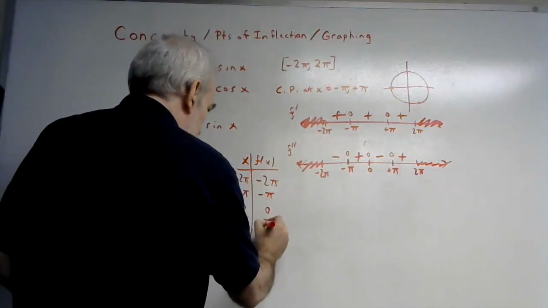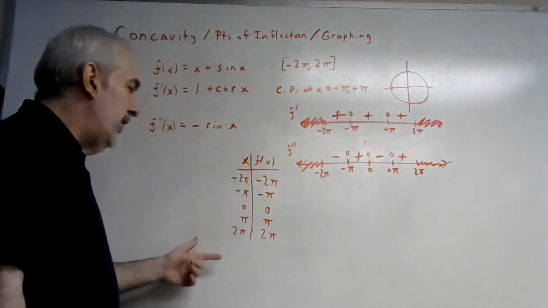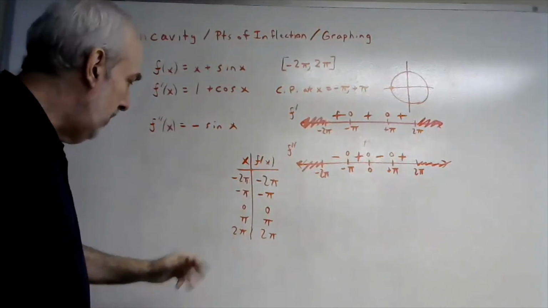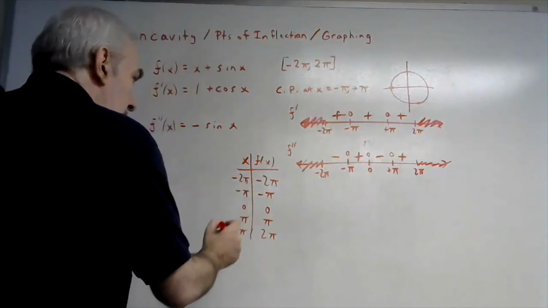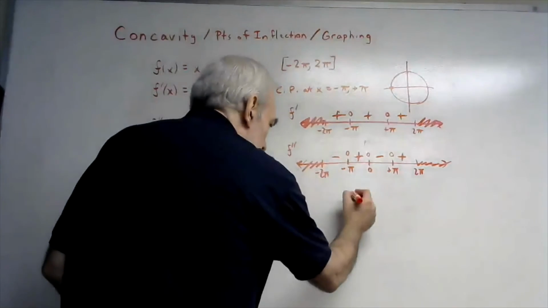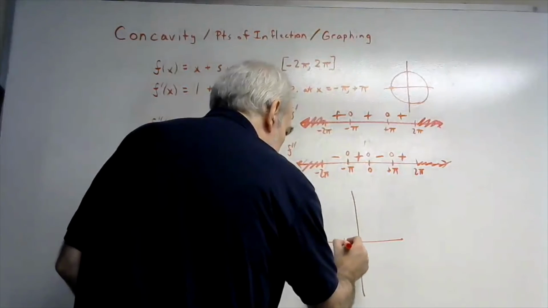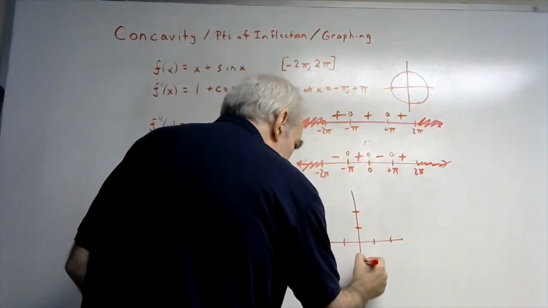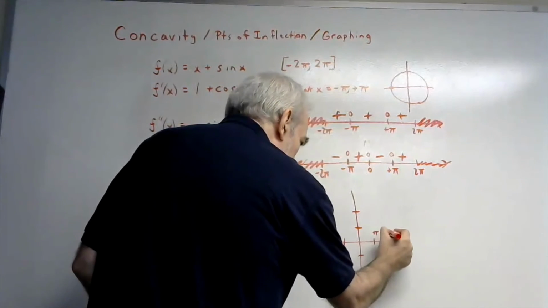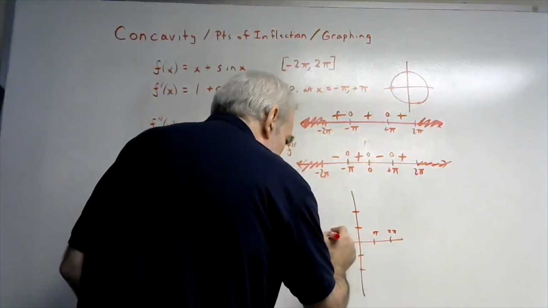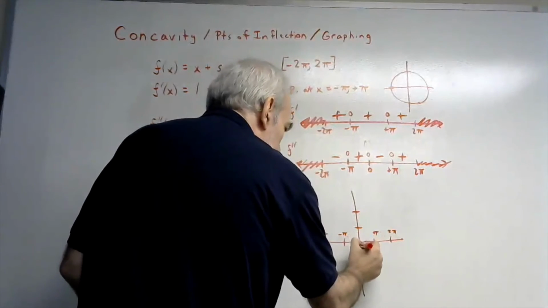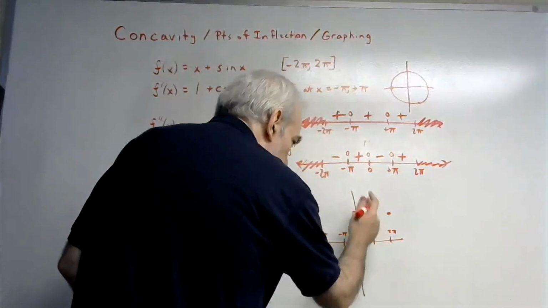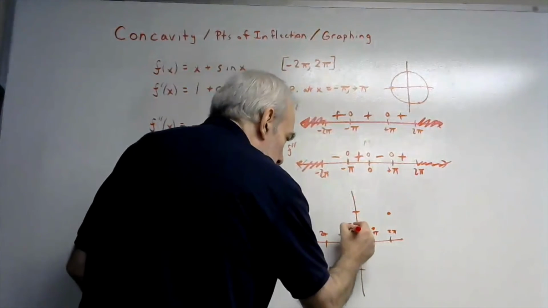In fact, all 5 of these angles make sine 0. So it's just the value of x. Okay, that's boring, but easy to plot. I think I'll put my graph over here. So each of these are pi units. And so we have these 5 points on our graph.